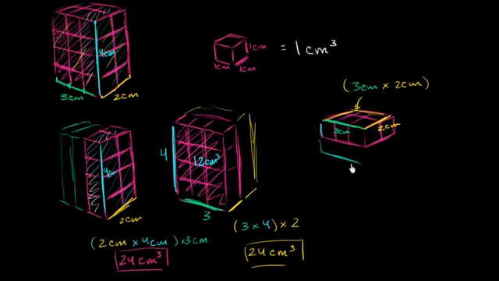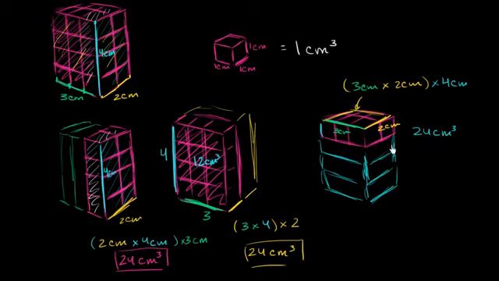So that's 2, 3, trying to draw it as neatly as I can, and 4. You're going to need 4 of these. So to figure out the whole volume, you're going to have to take that and multiply that times 4 centimeters, which once again, 3 times 2 is 6 square centimeters times 4 centimeters is 24 cubic centimeters.